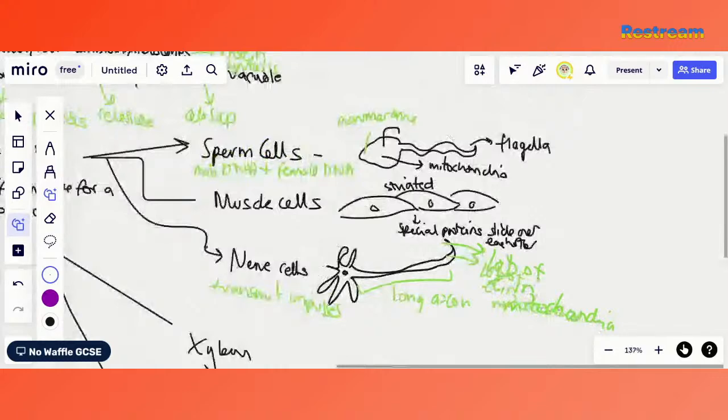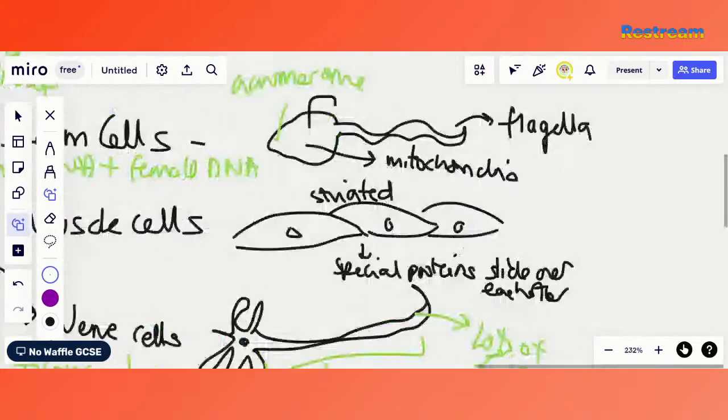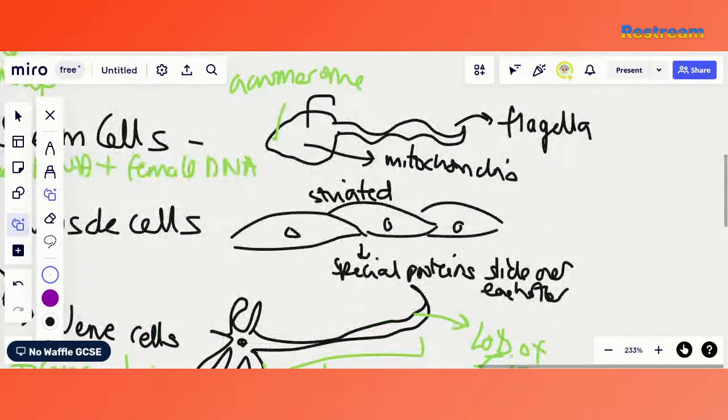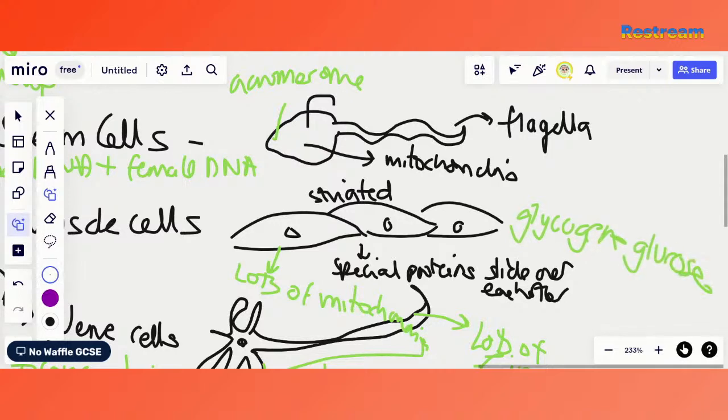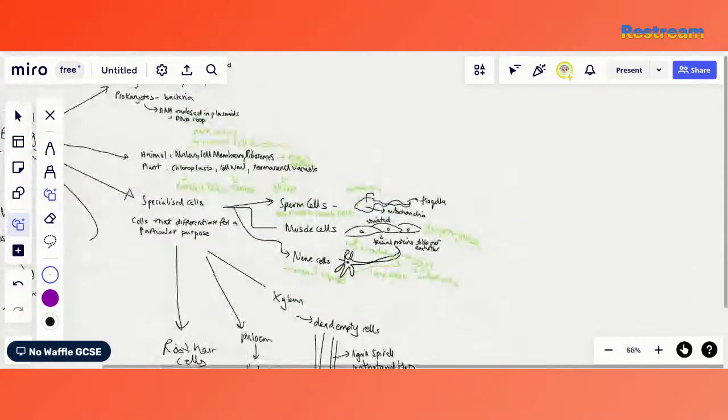And finally, we looked at muscle cells, which are specialized to contract and relax really quickly to move bones. They're called striated because they're in this striped pattern, and they have special proteins which help slide over each other. There's lots of mitochondria for energy. And also they can store a chemical called glycogen. And glycogen, which we'll look at later, can be easily converted to glucose, which can obviously be converted to energy. So that's really useful. Okay, so you can already see how much we've missed off from here.